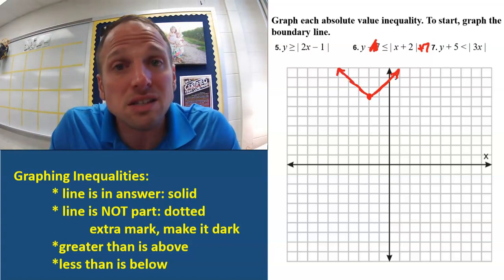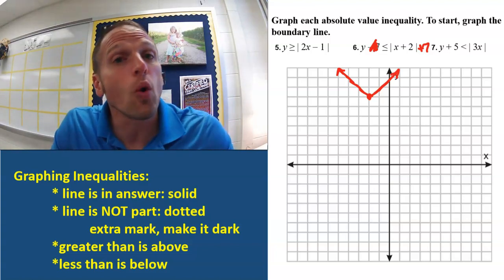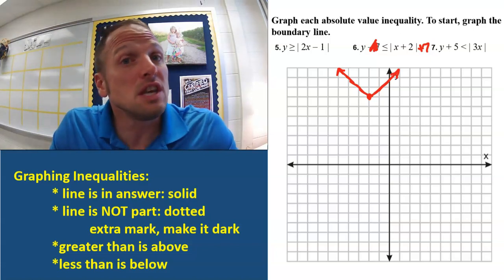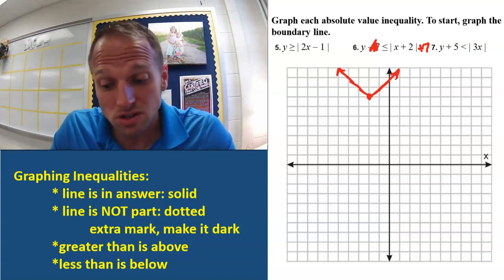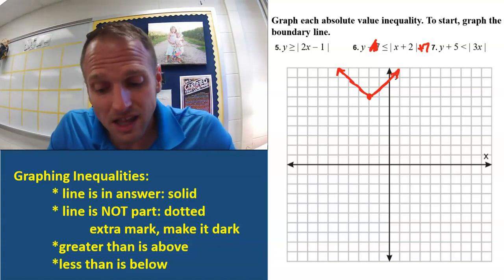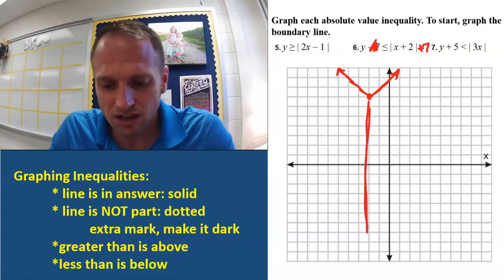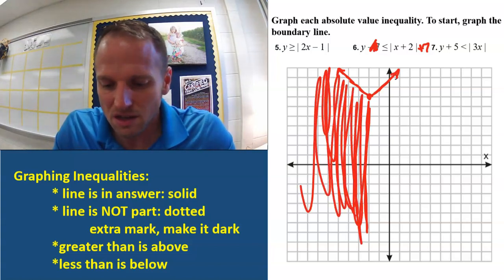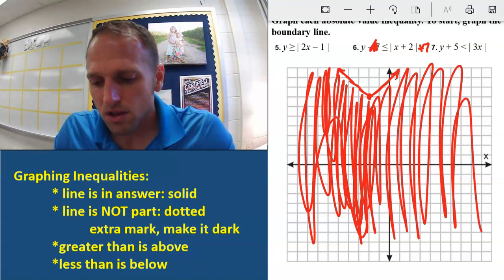Okay, next step. Is it going to be a solid or dotted line? Well, this is less than or equal to. That extra mark means equal to. So if it's equal to, every point on that line is a part of our answer. It's included. It's going to stay solid. Less than, is that above or below? Well, it's below. Less than means below. So come to any point and start shading less than, and this is going to be everything out here like that.